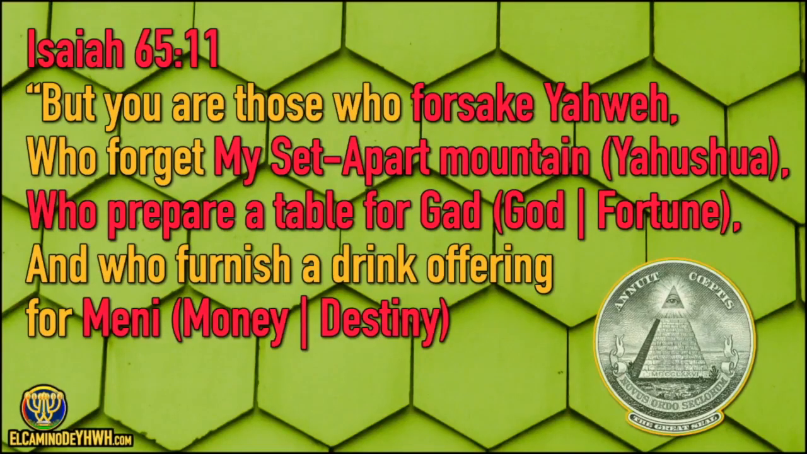for God. God is the Hebrew, which means fortune. So when people love and worship God, they are worshiping fortune. They are worshiping riches. And then it says, and who furnish a drink offering for many. Many is the Hebrew, which means destiny, but is the word from which we get money, because people believe that by having money, they will be able to control their destiny. So people end up worshiping God, the mighty one of fortune, so that they can control their destiny.